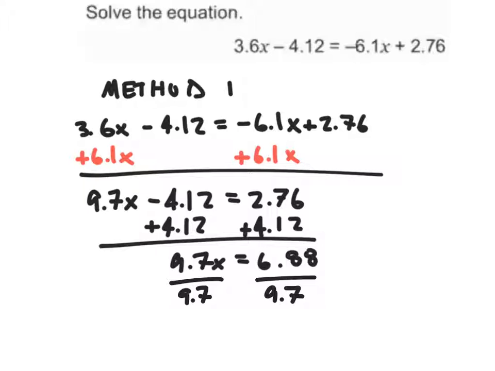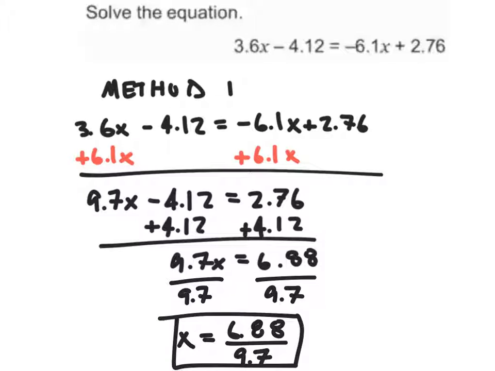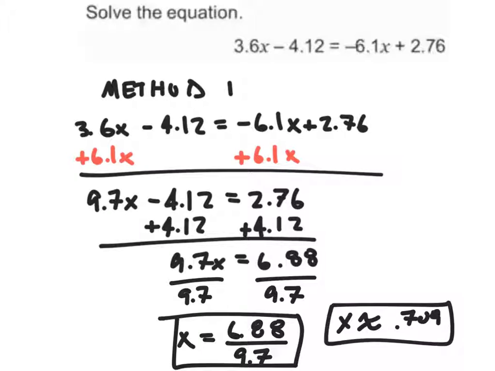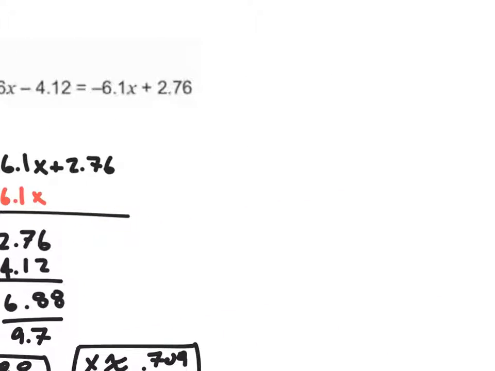all right? So I've got 6.88 divided by 9.7, and that's going to give me a value. Well, let's write it like this. Let's write it as 6.88 divided by 9.7, okay? This is an exact answer, okay? Or x would approximately be 0.709, okay? And so that's one way. Okay, now I'm going to do this the other method, method 2.